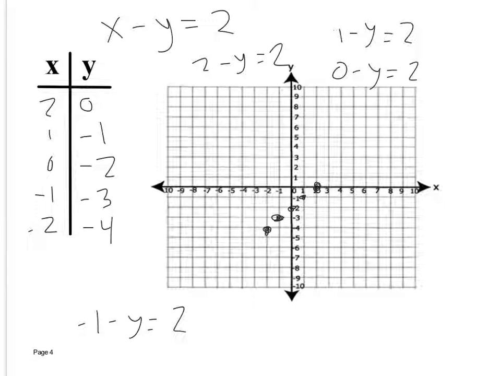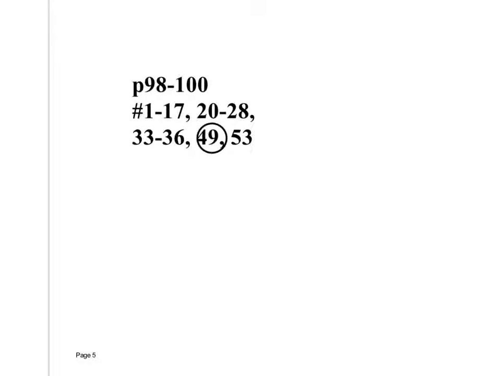All right, here's your homework assignment. 49. I want a couple complete sentences on that. Everybody understand? All right.